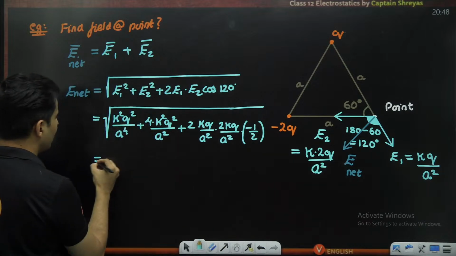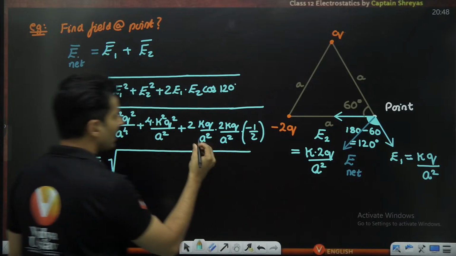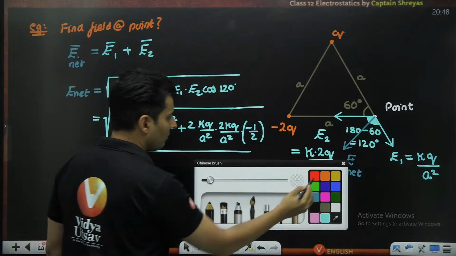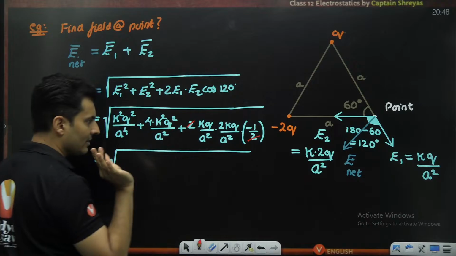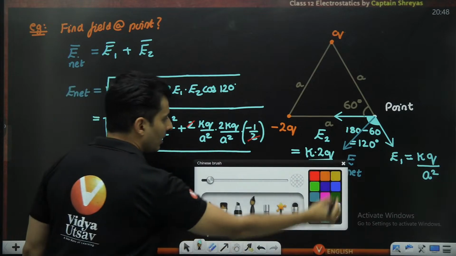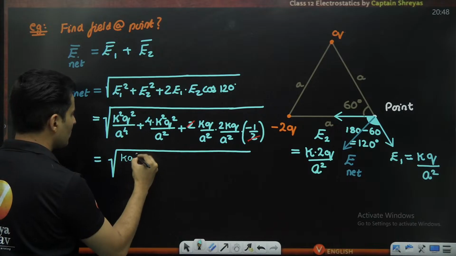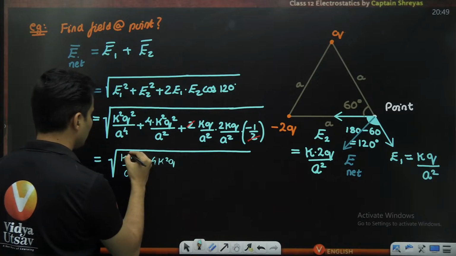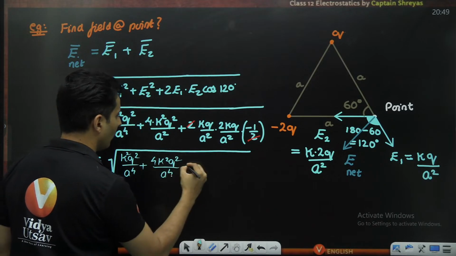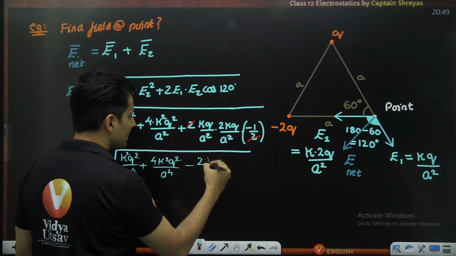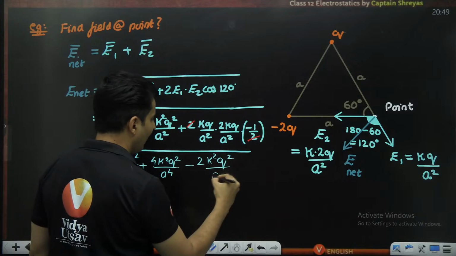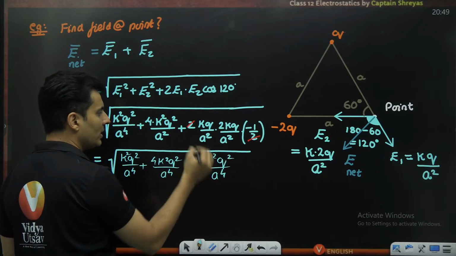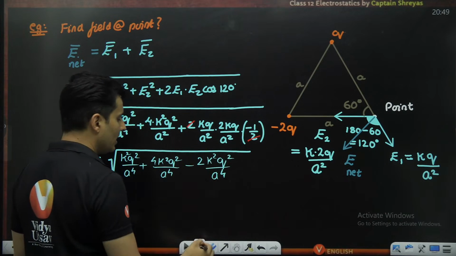Okay, so let's see what exactly happens. First of all, can you see k square, q square and a raised to 4 is there here also? Okay, very good. This 2 and this 2 just got cancelled out. So I am getting k square q square by a raised to 4 plus 4 k square q square by a raised to 4 minus 2 times k square q square divided by a raised to 4. A square into a square is a raised to 4. The negative also came, and this 2 just got cancelled.